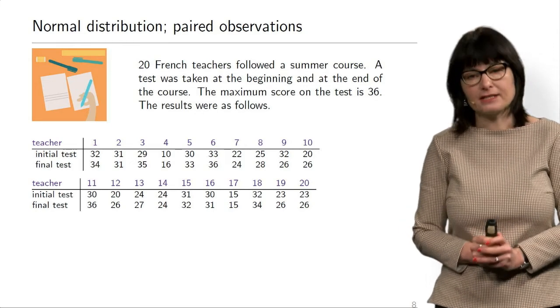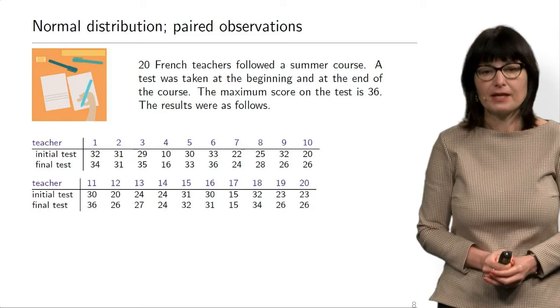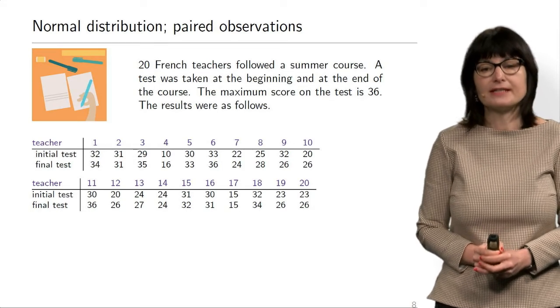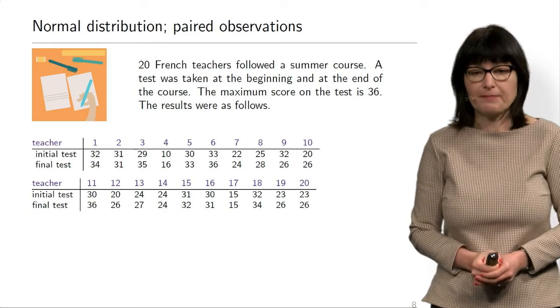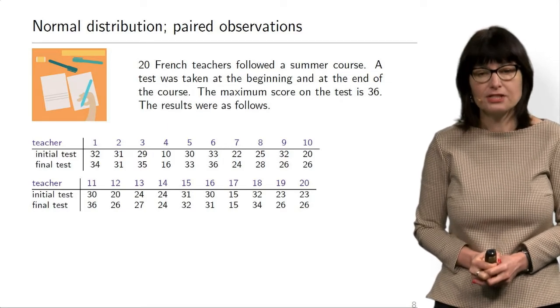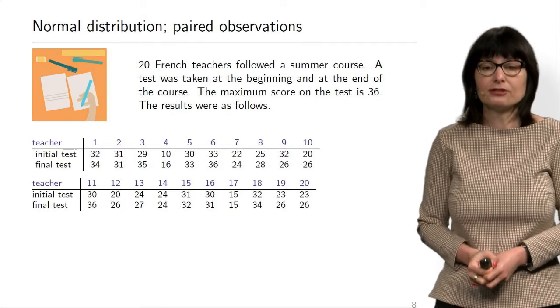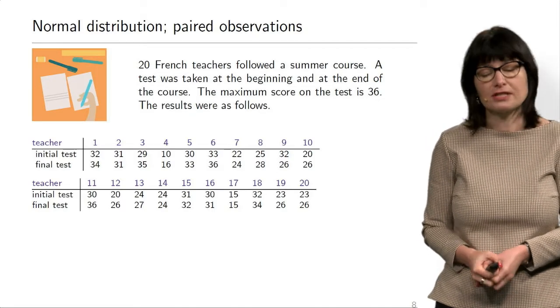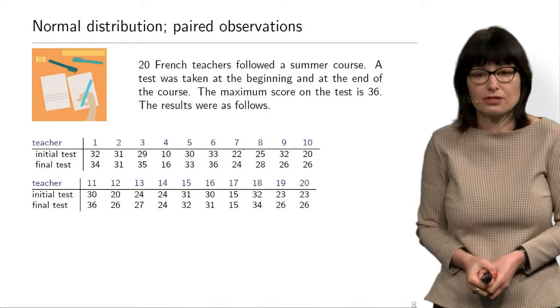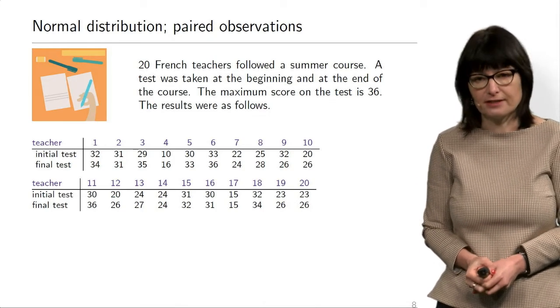So here is another situation for inference of two samples. And that is actually quite different, although it does look the same. So here is an example. We have 20 teachers of French language, and they went in summer to follow a course. And then they had to make a test at the beginning of the course and at the end of the course to see whether the course was actually helpful. And here are the scores: initial test and final test.